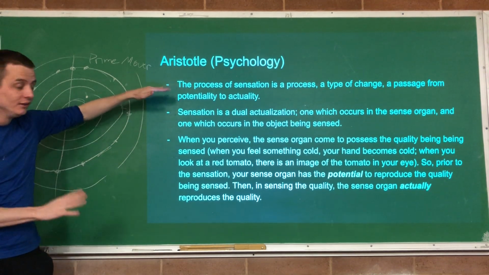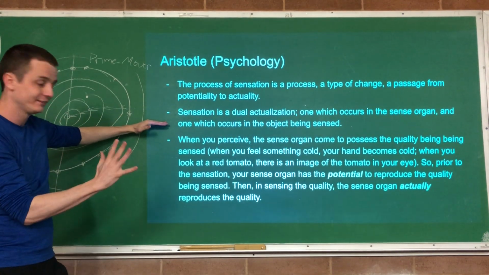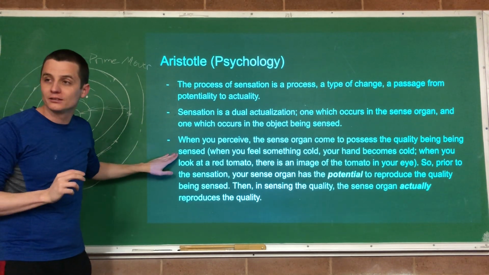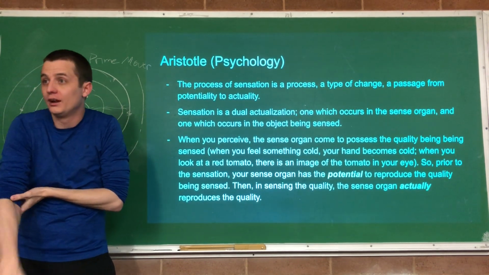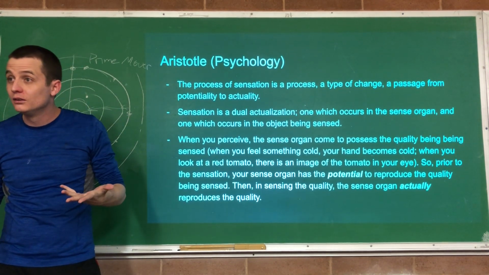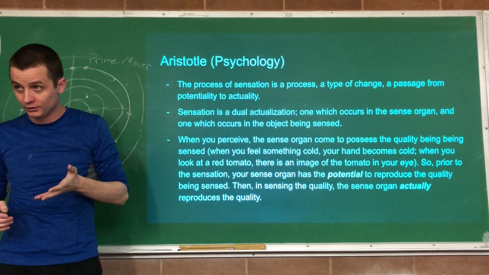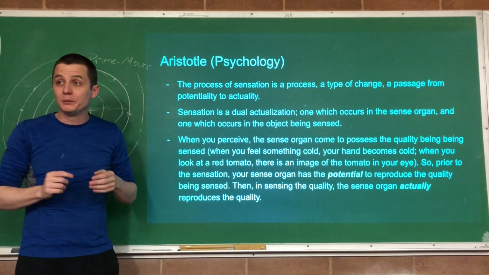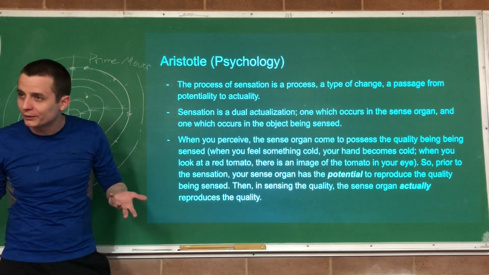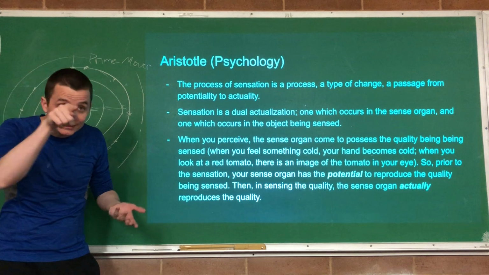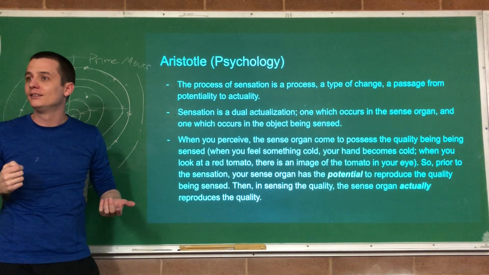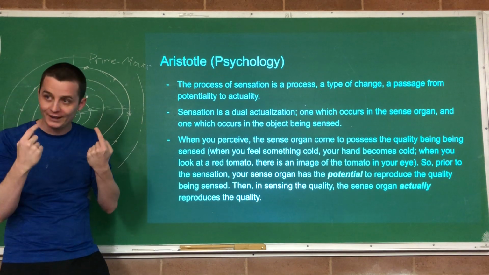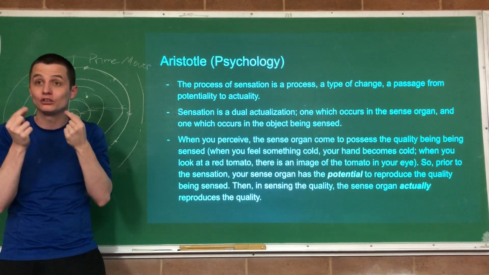But yes, so very interesting view of how sensation works. So when you perceive, the sense organ comes to possess the quality being sensed. When I stick my hand in really, really hot water, and then I pull my hand out and have you feel it, it feels warm. Or if I put it in cold water and have you feel it, it feels cold. Or another example, we'll stick with the vision one. If I'm looking at a red tomato, and you come up and look really close to my eye, you'll see that red tomato there. When I see a red tomato, that red tomato exists in my eye. You can determine what I'm seeing by just looking at my eyes. You see that? So when I see, my eyes actually possess the image of what I'm looking at.